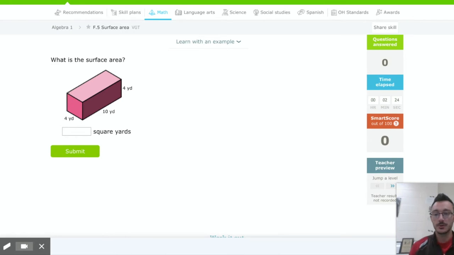So let's see how my touchscreen goes too. We're innovating right now. Let's go with the square side first. Okay, well, you get the idea.